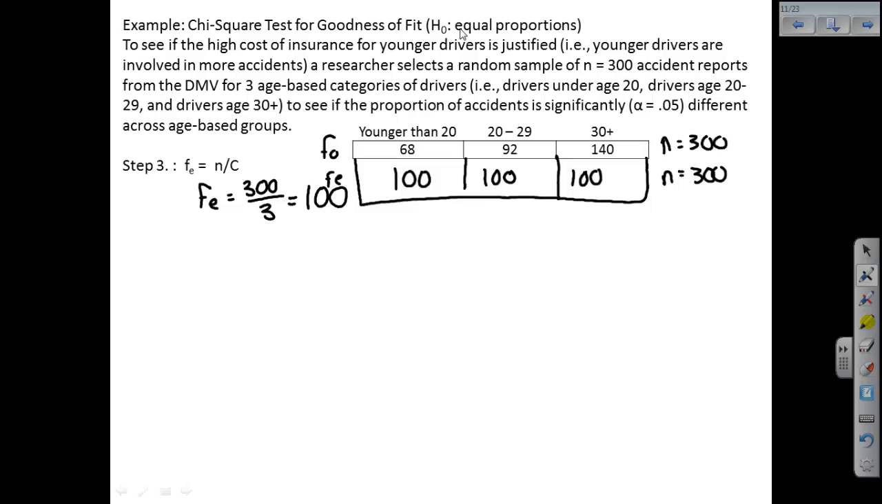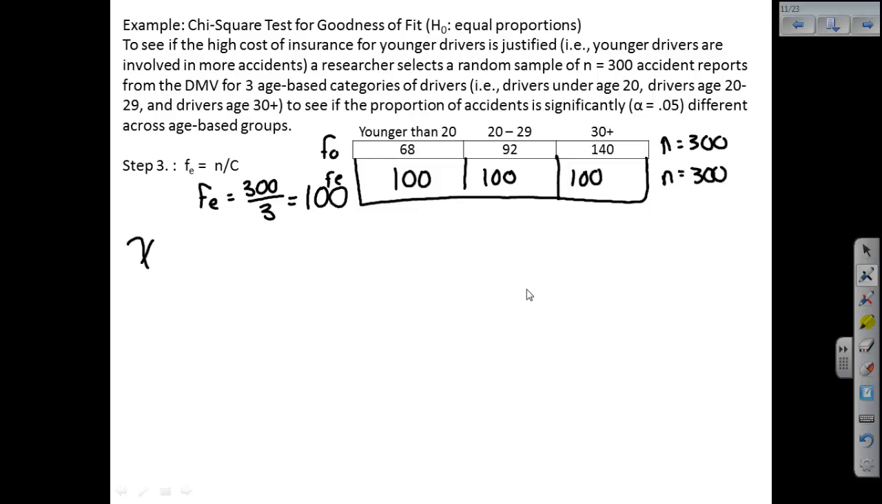Now, keep in mind that when your null hypothesis is equal proportions for goodness of fit, you're going to have the same frequency in each column. This is basically saying if these 300 people were divided equally into the 3 columns, we would have 100 people in each group. So now let's go ahead and work through the analysis for chi-square, calculating the actual test statistic.